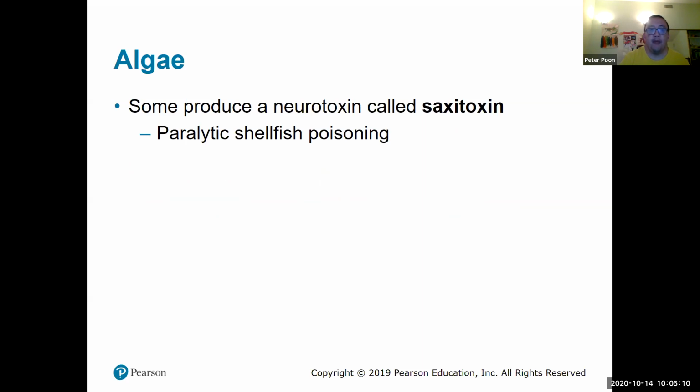Some algae produce a neurotoxin called saxitoxin. Unless you purposely eat algae, you won't eat enough algae to get this poisoning. But shellfish are filter feeders, so they filter a lot of seawater to get whatever nutrients they want, and so they concentrate a lot of toxin from the algae. So when you have algae blooms or red tides, you should avoid eating shellfish.